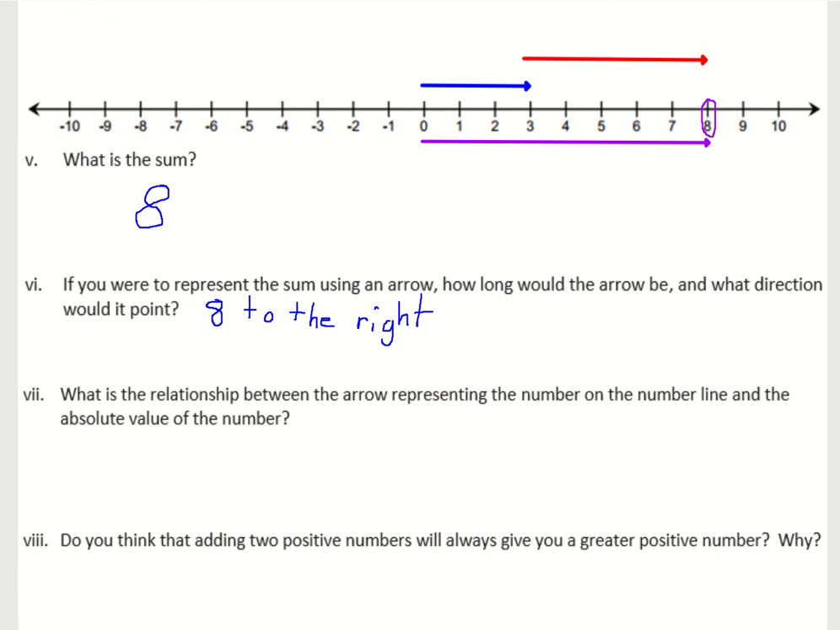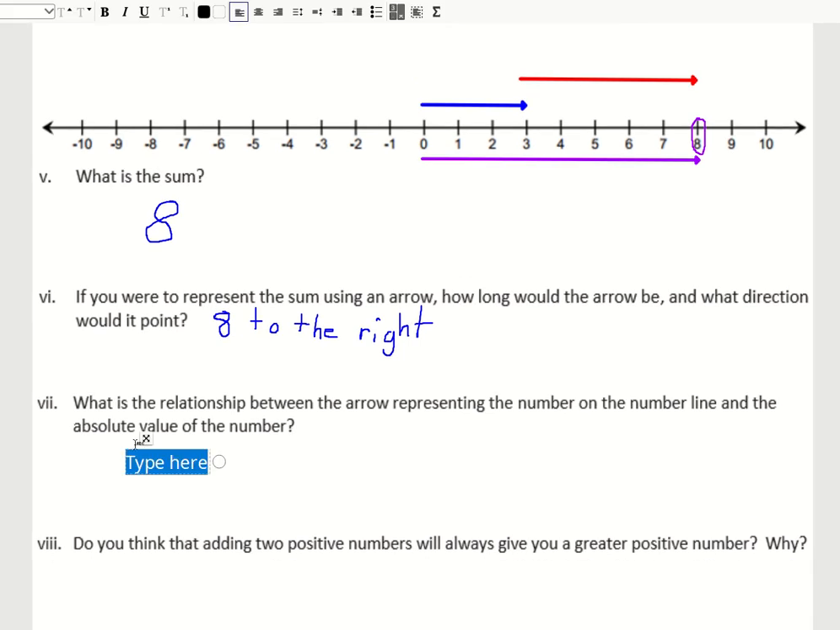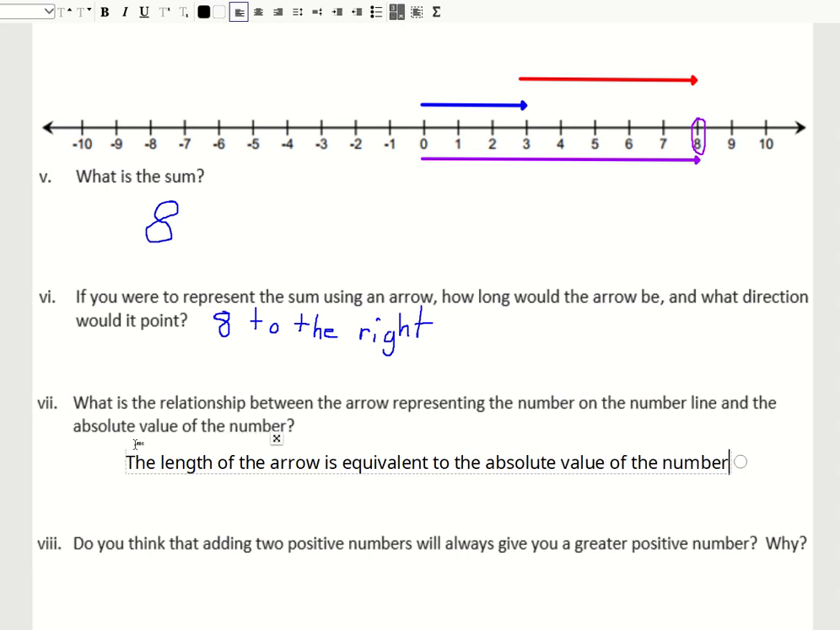So, what I can say here is that the length of the arrow is equivalent to the absolute value of the number it represents.